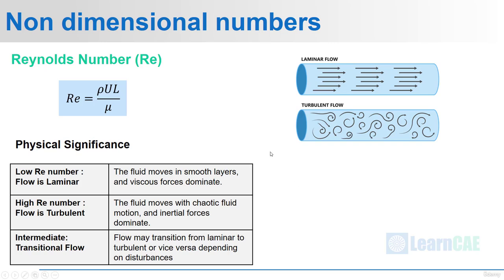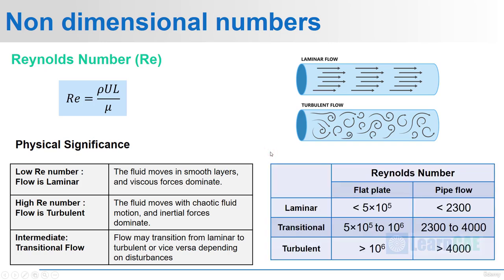Let us see the Reynolds number limits for flat plate and pipe flow. In case of flat plate, for laminar flow, the Reynolds number should be less than 5 into 10 power 5. And for the transitional zone, it is 5 into 10 power 5 to 10 power 6. If it is greater than 10 power 6, then the flow is turbulent. In case of pipe flow, if the Reynolds number is less than 2300, then it is laminar. Between 2300 to 4000 is transition, and above 4000 is turbulent.